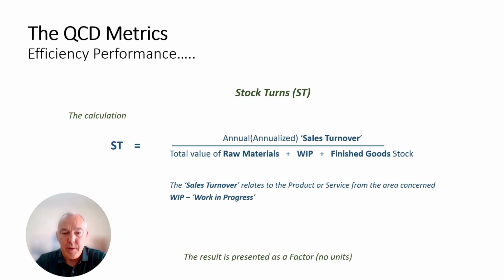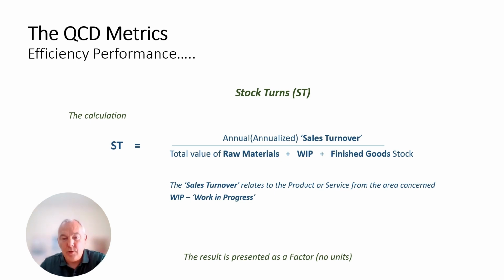The next area of efficiency measure would look at our material investment, and that's calculated through looking at something called stock turns. Again, a relatively easy calculation, although the collection of the data necessary for this calculation might be a bit involved. The calculation is taking again the annual turnover, so the total annual sales turnover from our area, and dividing that by the total investment in raw materials, work in progress and finished goods. And when we calculate that, we come up with a factor.